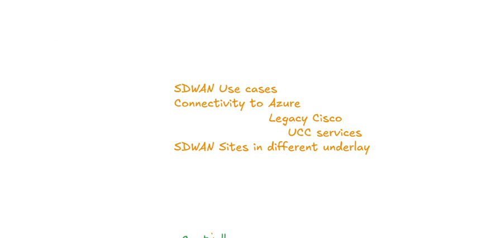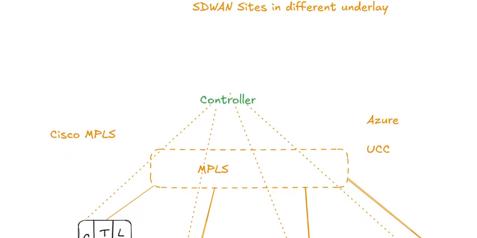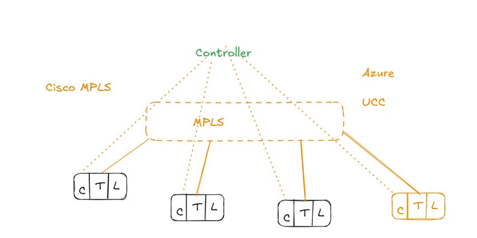So in this example, I have this setup. Let's say I have 3 sites on the MPLS underlay. They are connected in the transport VR to the MPLS, and control VR is making its own MP-BGP session with the controller.